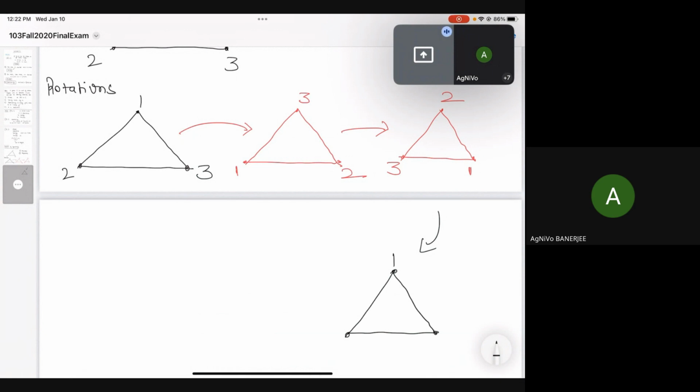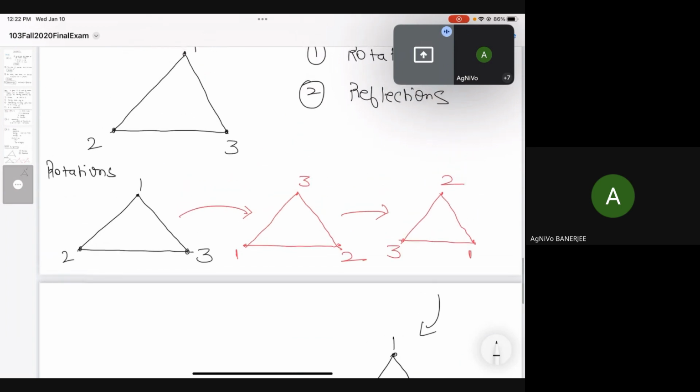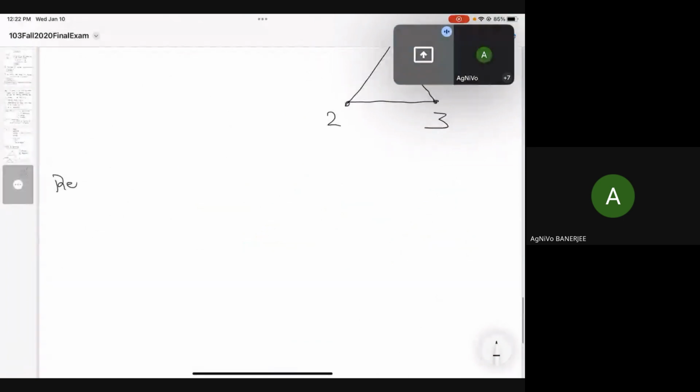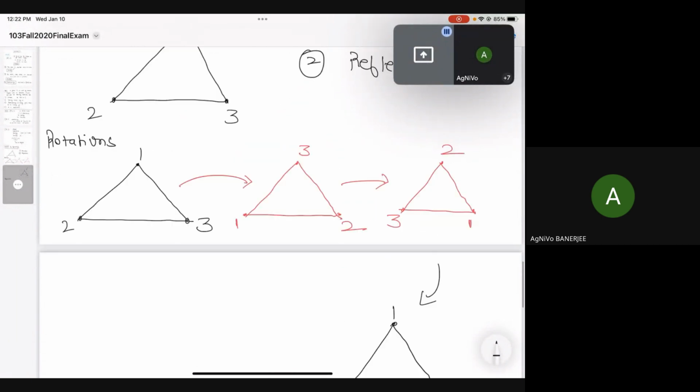So 1, 2, and 3, right? So there are two rotations that I can do, right? The third rotation gives me back my original thing. So there are two rotations. And then let's also see reflections. What sort of reflections can I do?